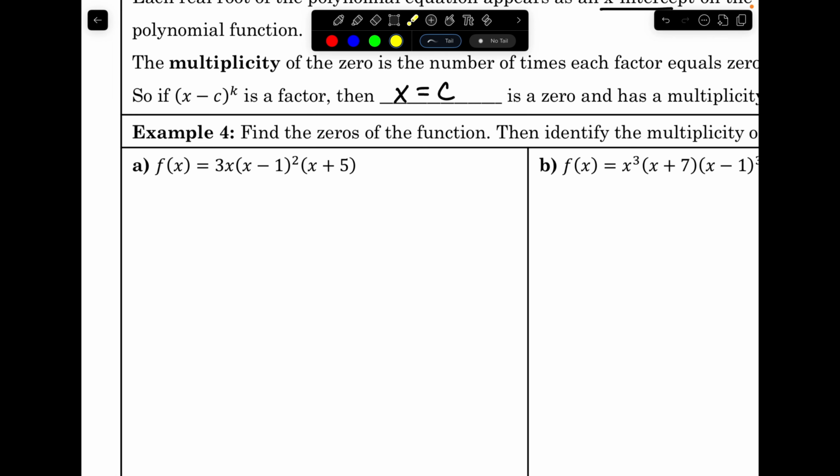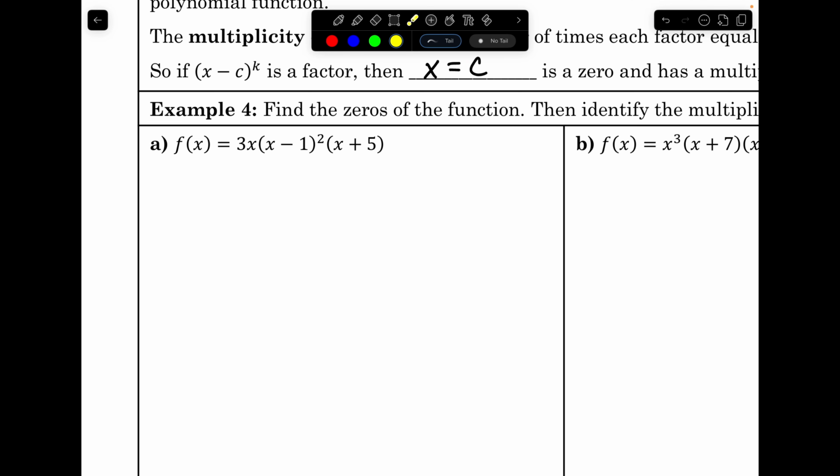Okay, so let's find the zeros and their respective multiplicity. To find the zeros, remember, we're trying to figure out this equation: when is f of x going to equal 0? So if we get the function 3x times (x minus 1) to the second power times (x plus 5), when is this going to equal 0?